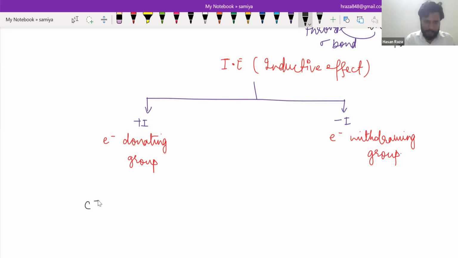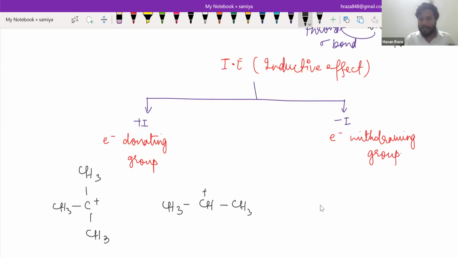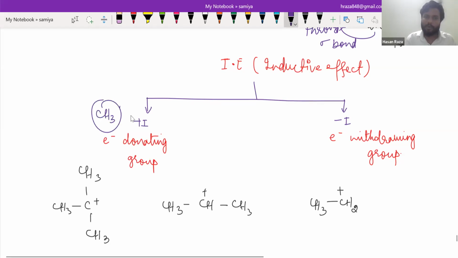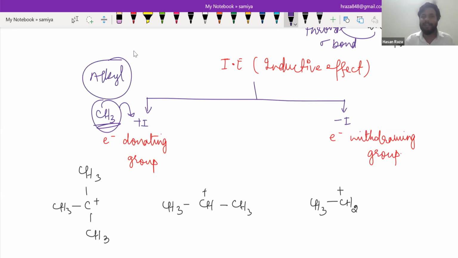If I'm writing plus here, can you tell me whether this C plus carbocation is electron deficient or electron rich? Electron deficient. That means it has electrons lesser than its requirement, so it needs electron. And this CH3 has the property of plus I effect. This CH3 alkyl group donates electron.